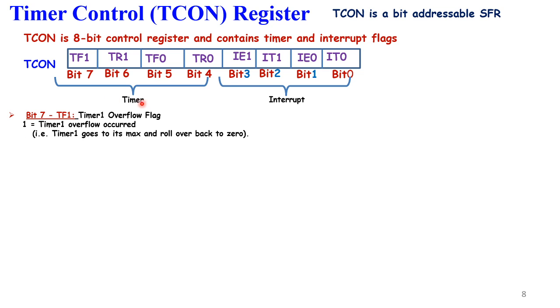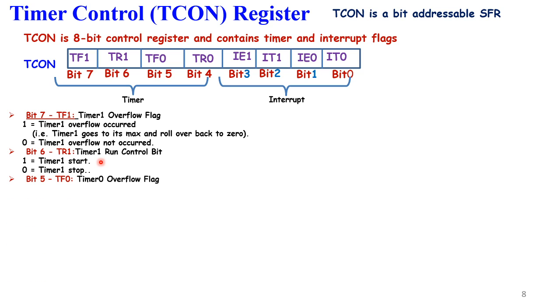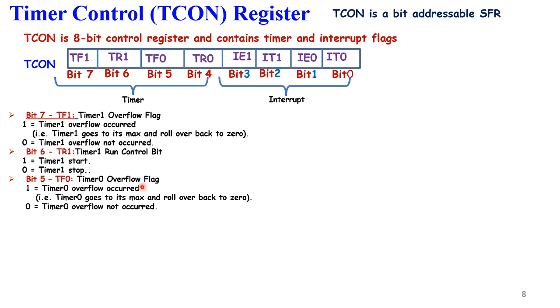Bit 7 is reserved for TF1, that is timer 1 overflow. When it is 1, overflow occurs. When it is 0, overflow does not occur, or rollover does not occur. Bit 6, that is TR1, is the start timer 1 control bit. When it is equal to 1, timer 1 starts. When it is 0, timer 1 stops. The 5th bit, that is TF0, is the timer 0 overflow flag. When it is equal to 1, overflow occurs, that is the rollover. When it is equal to 0, rollover does not occur.